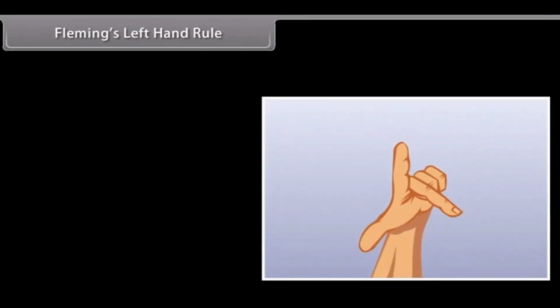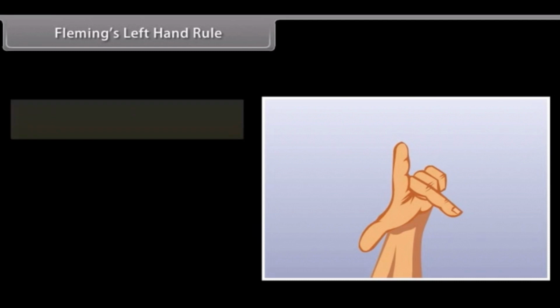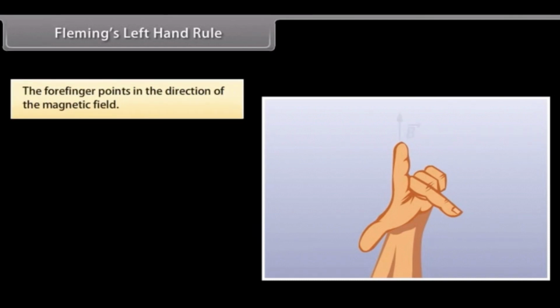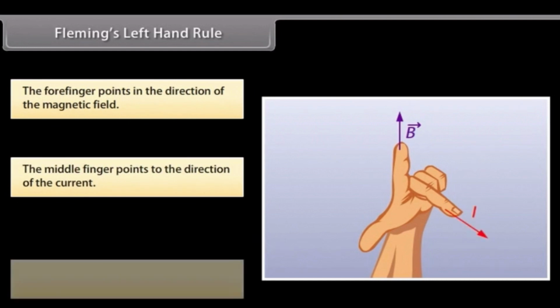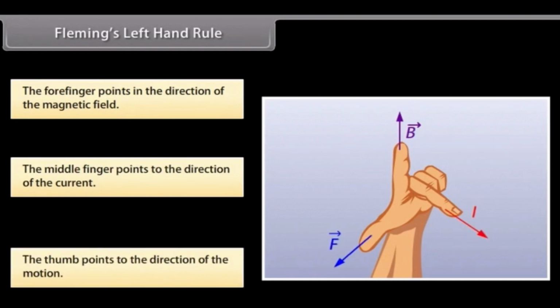Fleming's left-hand rule. Fleming's left-hand rule is a mnemonic to represent three directions. You need to stretch your thumb, forefinger, and middle finger of your left hand. Each finger points to a specific direction. The forefinger points in the direction of the magnetic field. The middle finger points to the direction of the current. The thumb points to the direction of the motion. This is Fleming's left-hand rule. Examples include woofers, subwoofers, electrical actuators, etc.